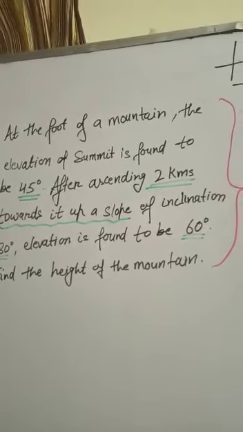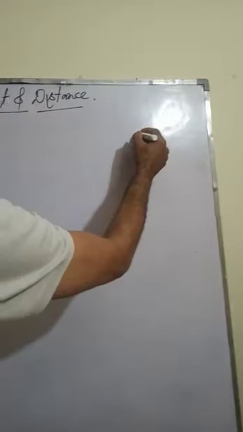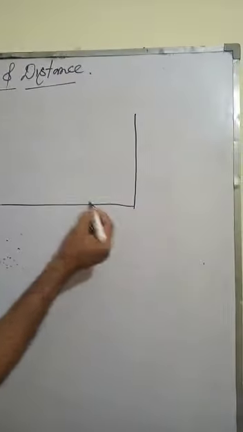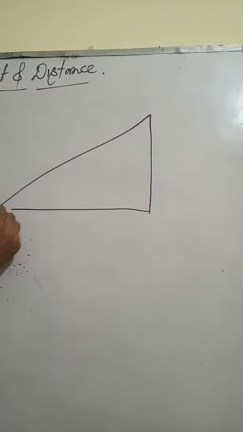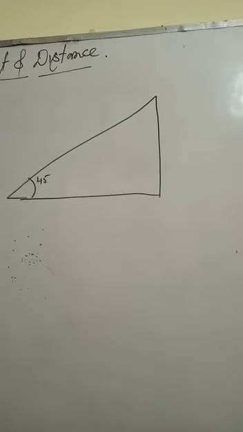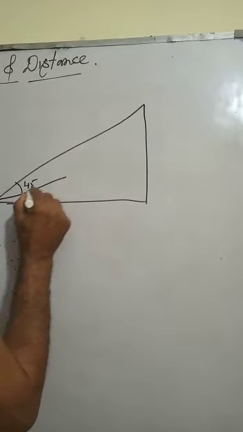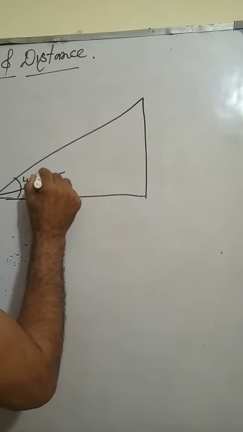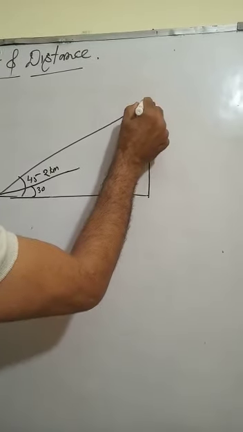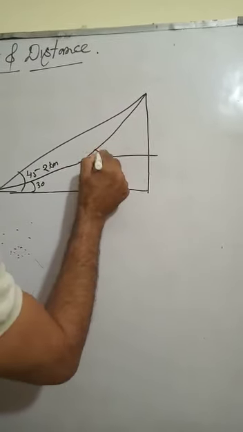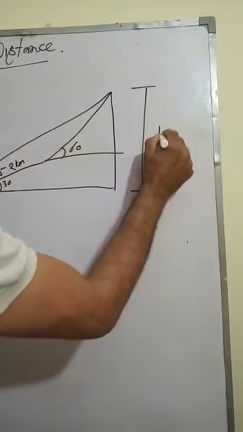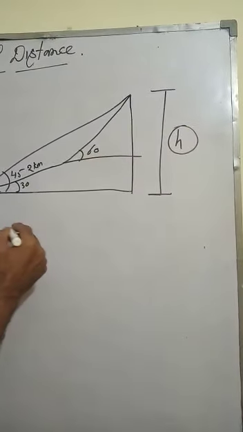What is it saying? First of all, this is the height of the mountain, and away from the mountain, the angle of elevation is found to be 45 degrees. Next, after going 2 kilometers along the inclination of 30 degrees, it is found that the angle of elevation is 60 degrees. We have to find the height of the mountain.